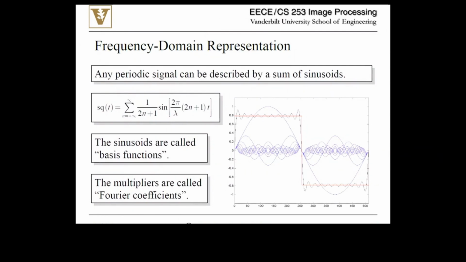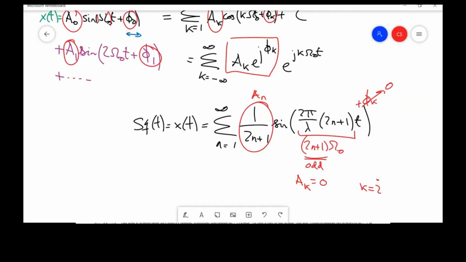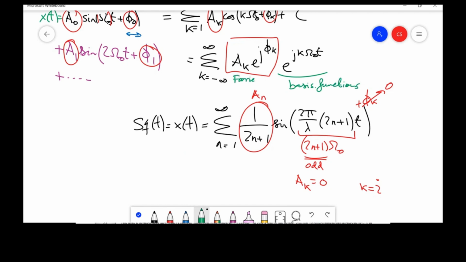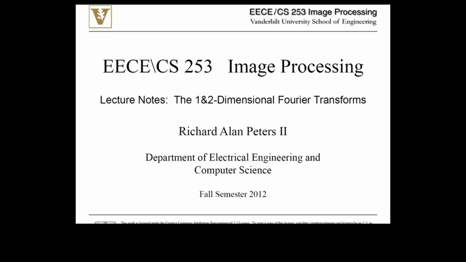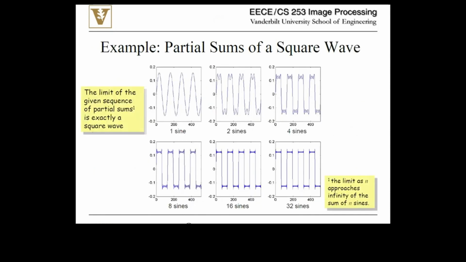So these sinusoids are called basis functions. And whatever goes in front, they are called the Fourier coefficients. So here, these are called basis functions. And these are called Fourier coefficients. Okay, so those are the basis functions and Fourier coefficients.